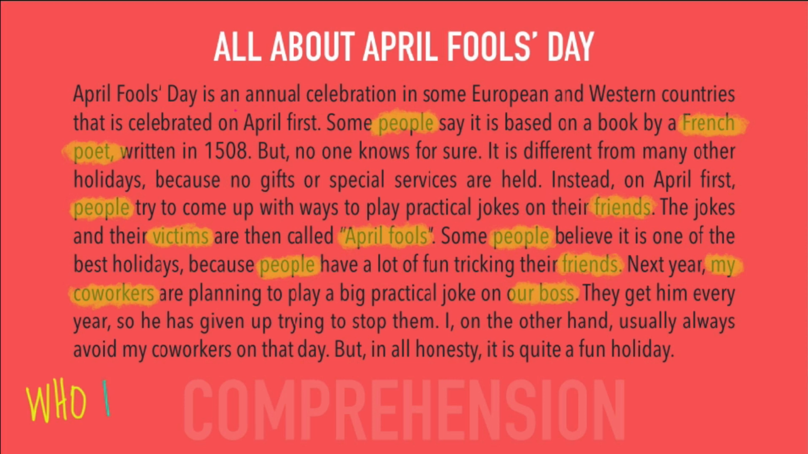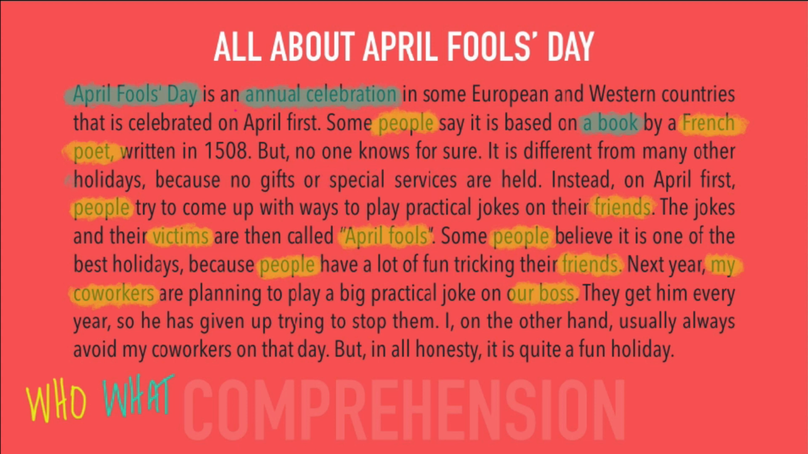Now let's look at what. We're going to look over the article one more time and find out what it's talking about. Okay, so April Fool's Day. Well, that's the first thing. April Fool's Day is an annual celebration. Remember, annual means every year. In some European and Western countries, that is celebrated on April 1st. Some people say it is based on a book by a French poet written in 1508. So we have a book, that's something. But no one knows for sure.